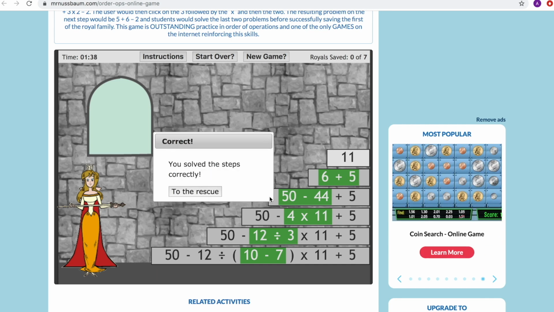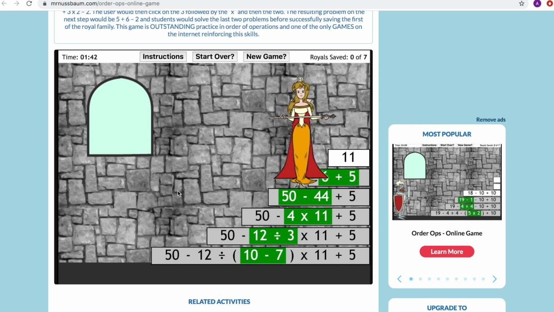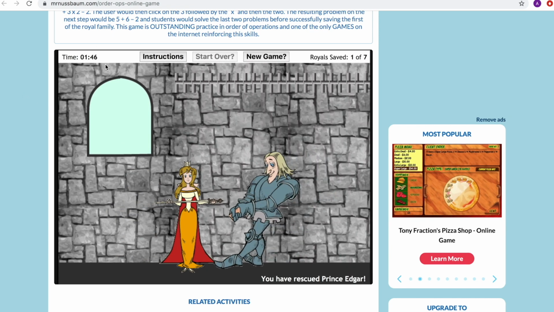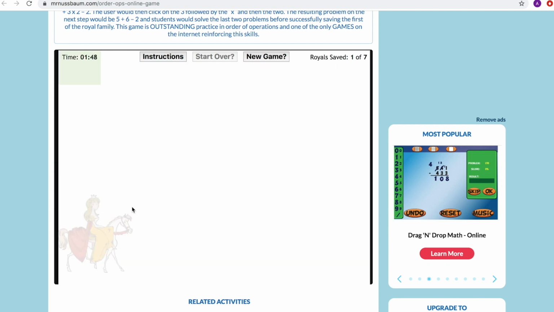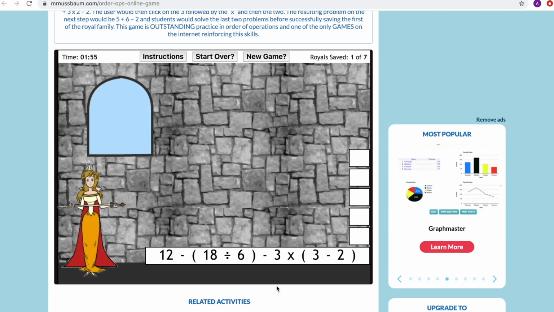Okay, you solved the step correctly. To the rescue. So I've saved 1 royal. I've got to save 7 royals. My time is right here. My timer is counting me. Remember, Ms. Hamilton did it in 4 minutes and 53 seconds. I don't think you can beat me, students, but maybe you can. Challenge here. I see a challenge.